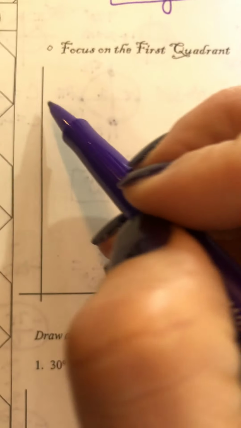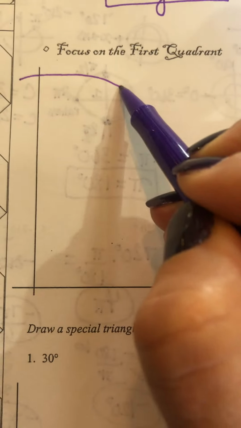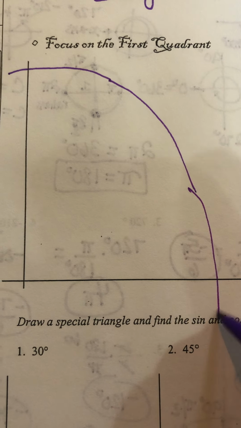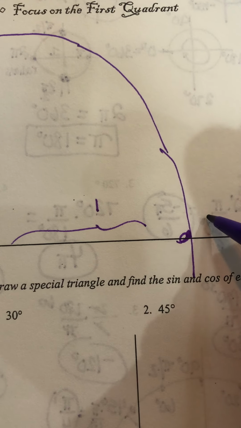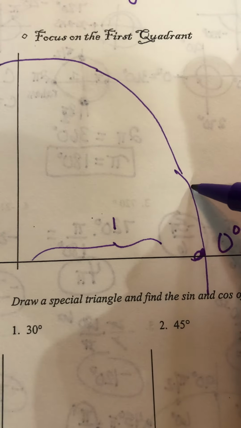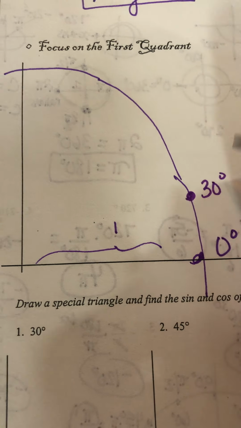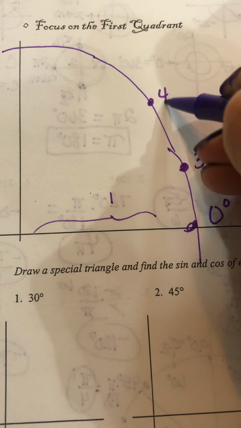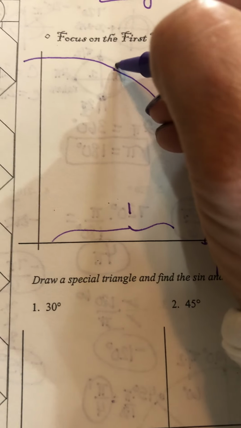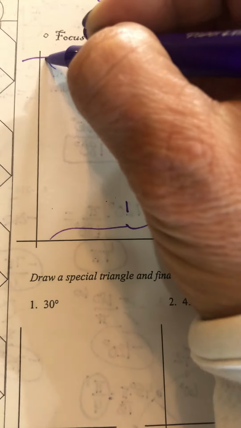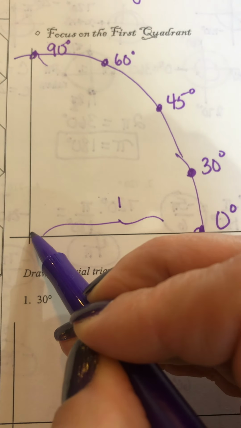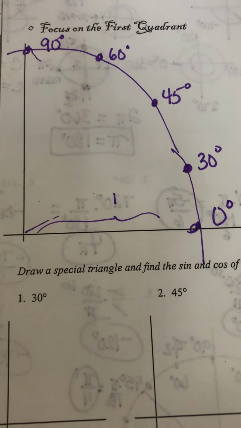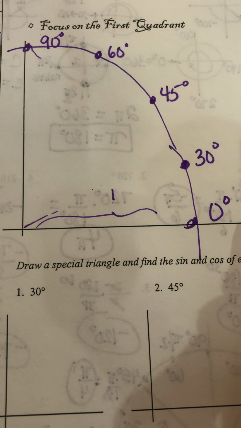So if we just look at the first quadrant, if we kind of blow this up, with a radius of 1 here, and we look at the different angles, of our special angles, we're going to have 0 degrees, 30 degrees, 45 degrees, 60 degrees, and 90 degrees. We're going to march around the circle and then talk about how we can figure out the ordered pair of each point.